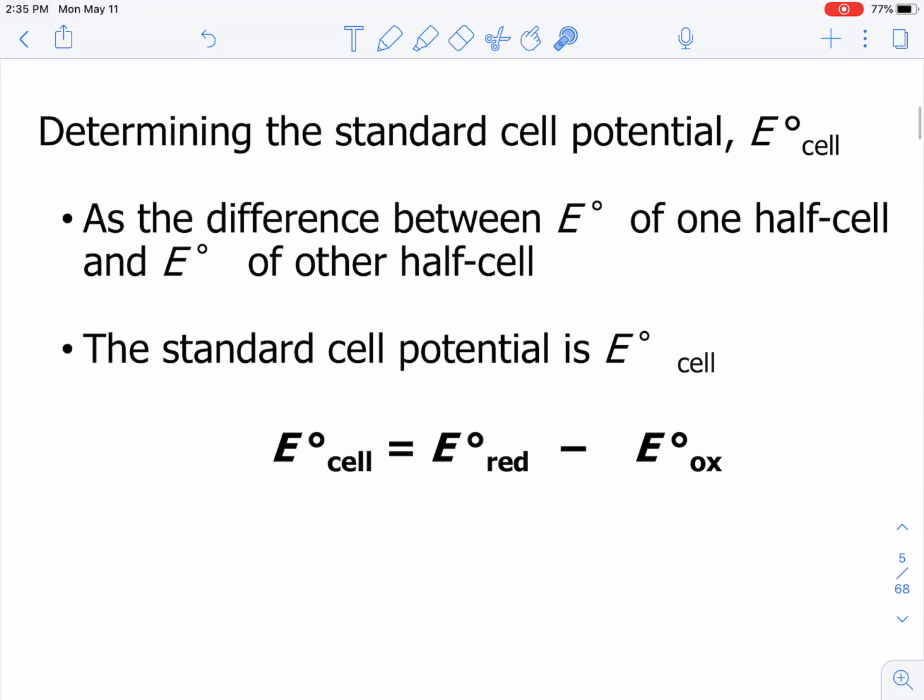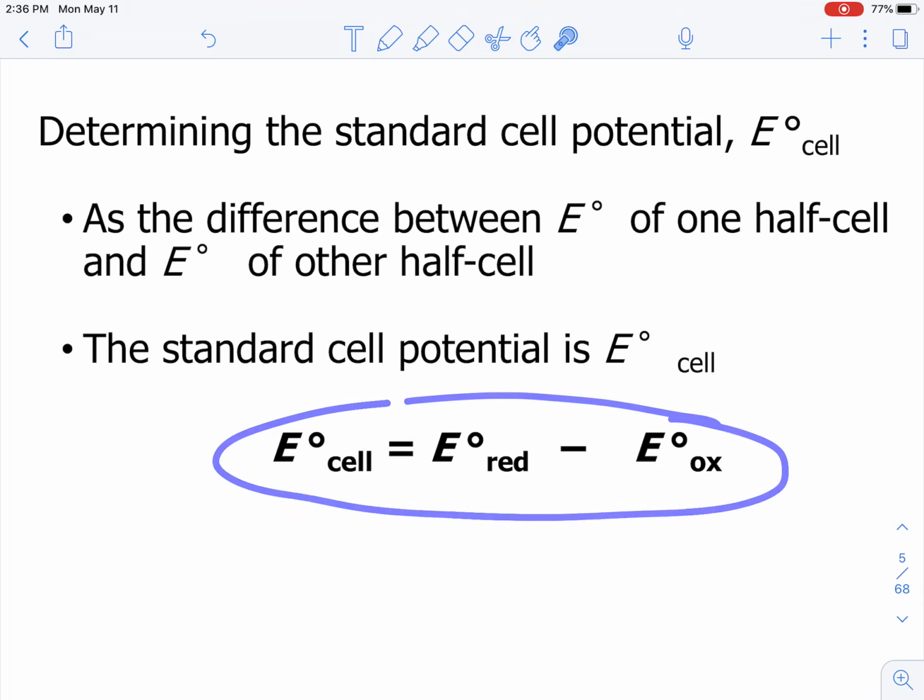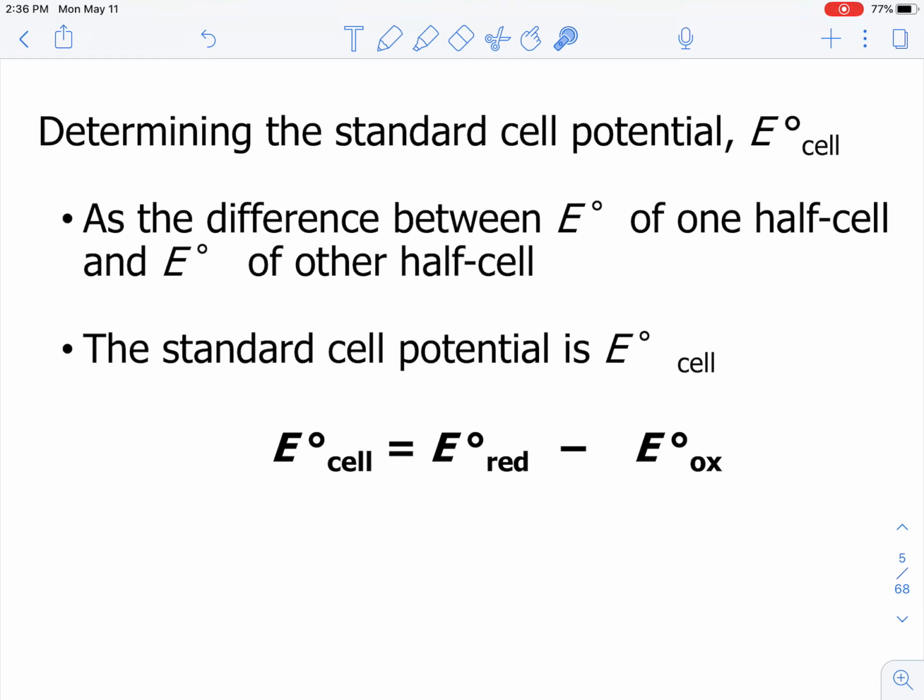And so overall, we can go ahead and determine the standard cell potential by taking the difference of the individual potentials of each half cell. And so we can go ahead and use this generic equation to describe that the standard cell potential is equal to the potential of reduction minus the potential of oxidation. And I want you guys to keep in mind that these are potentials describing half reactions.